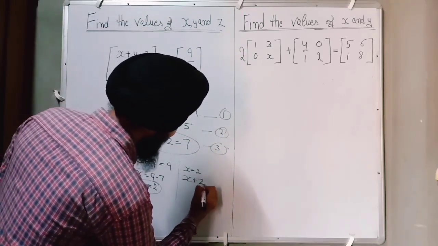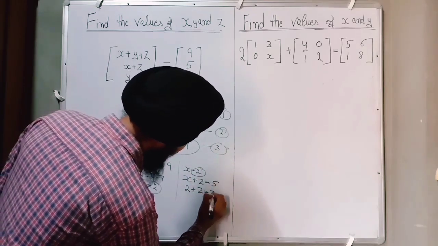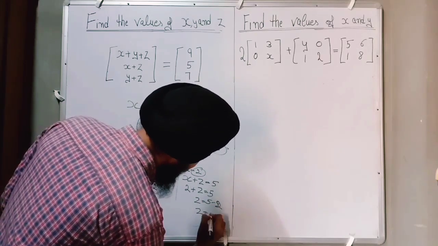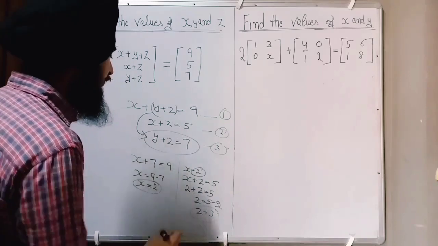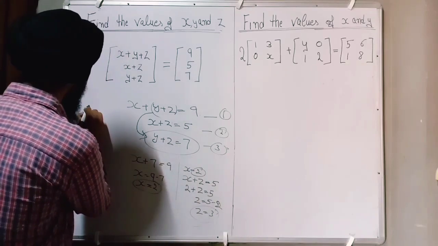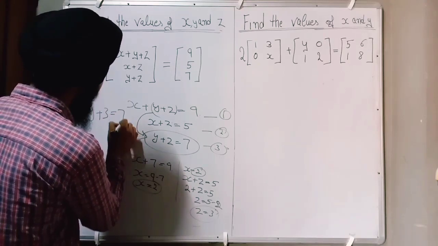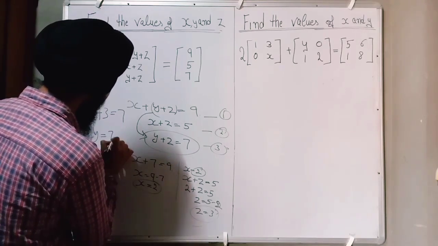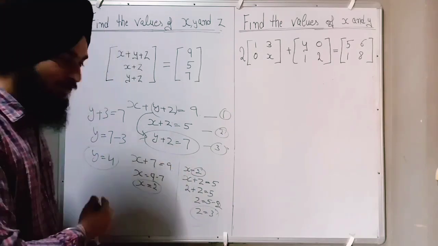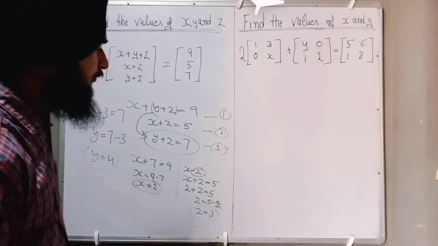x plus z is equal to 5. The value of x is equal to 2. The value of z is equal to 5 minus 2. 5 minus 2 is equal to 3. Put this value of z in equation number 3. y plus 3 is equal to 7. The value of y is equal to 7 minus 3, which is equal to 4. The value of y is equal to 4.